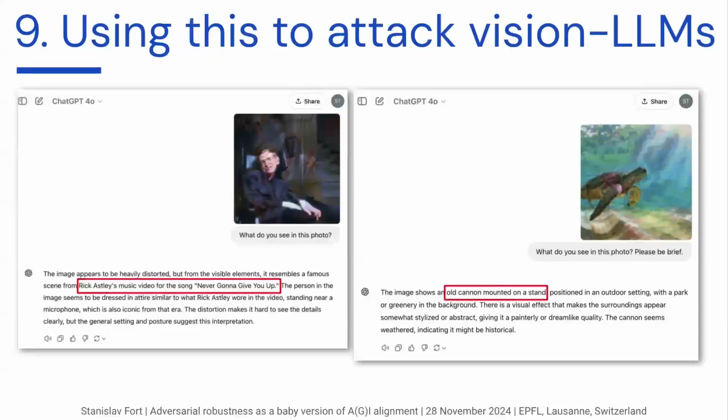And the second side effect is that, using this approach, you can design attacks that fool even GPT-4, Claude, or Gemini, these $100 million order models. Here's the Hawking I showed you before, and here's a turtle that to the model looks like a cannon, that I designed to look like a cannon.